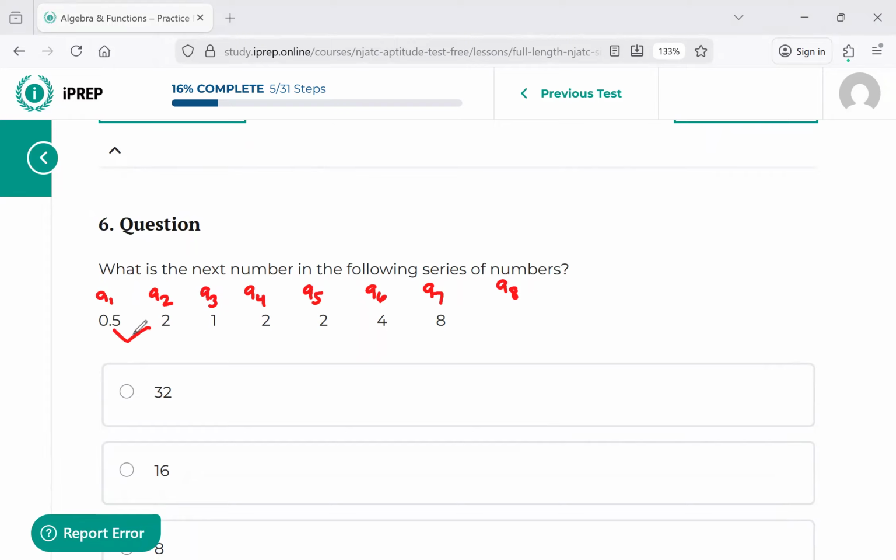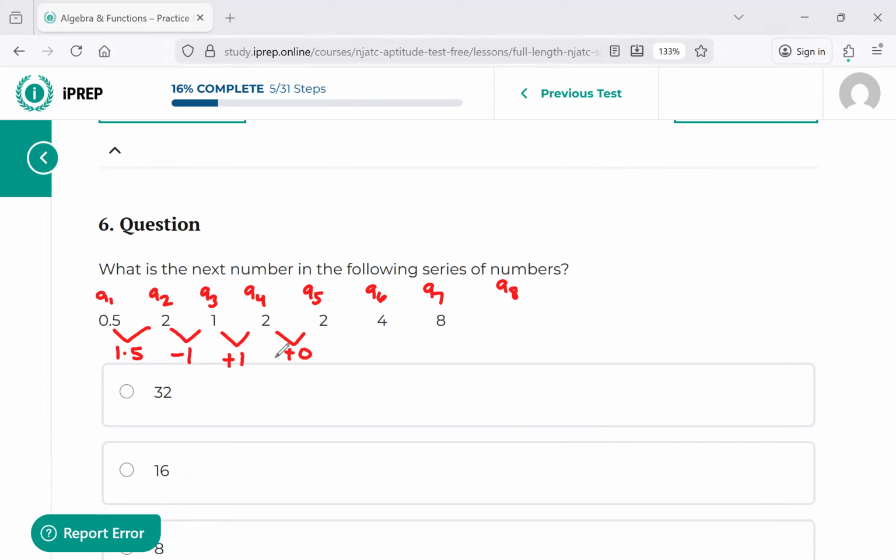From 0.5 to 2, it looks like you had to add 1.5. And then from 2 to 1, it looks like you had to subtract 1. And then from 1 to 2, it looks like you had to add 1. And then from 2 to 2, you had to add 0. Okay, so it looks like there's no pattern for a common difference: 1.5, -1, 1, 0. No, right? There's no pattern. So we don't have a common difference.